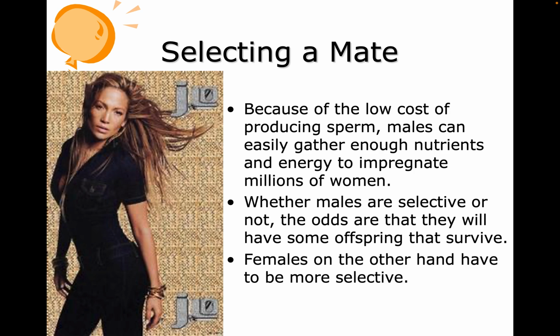Now, there's a reason I have J-Lo here, because J-Lo has been married a number of times. And selecting a mate is really quite important. Because of the low cost of producing sperm, males can easily gather enough nutrients and energy to impregnate millions of women. Literally, they could do this.